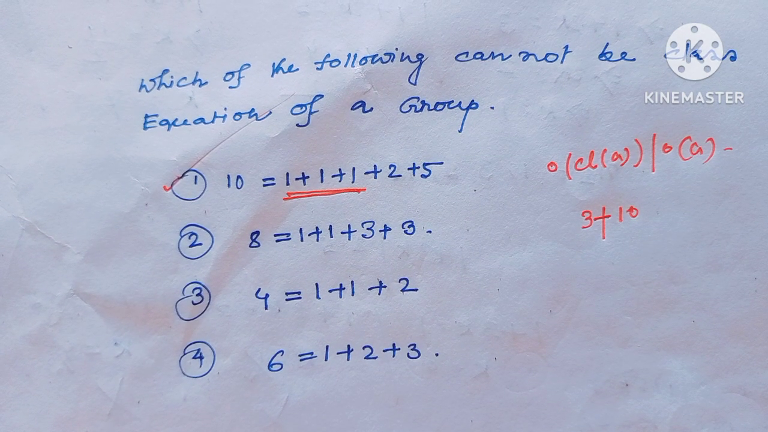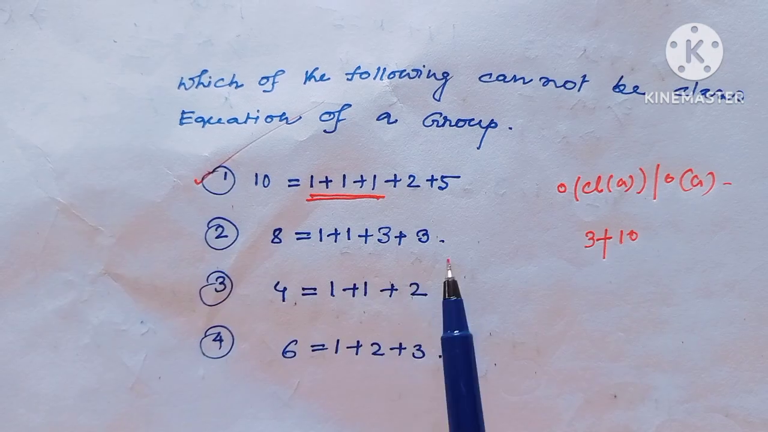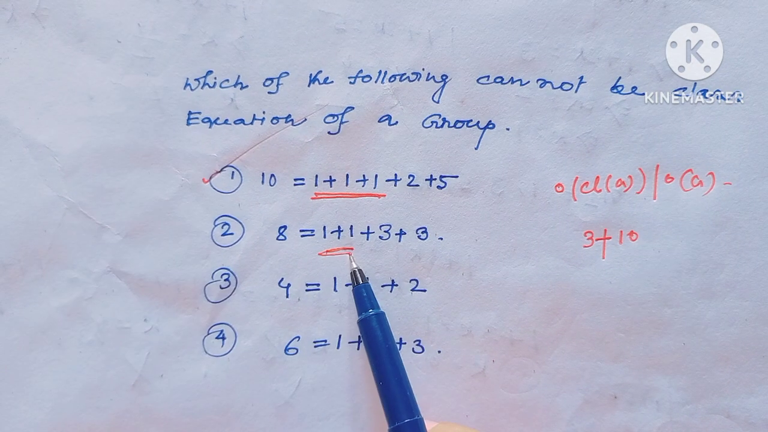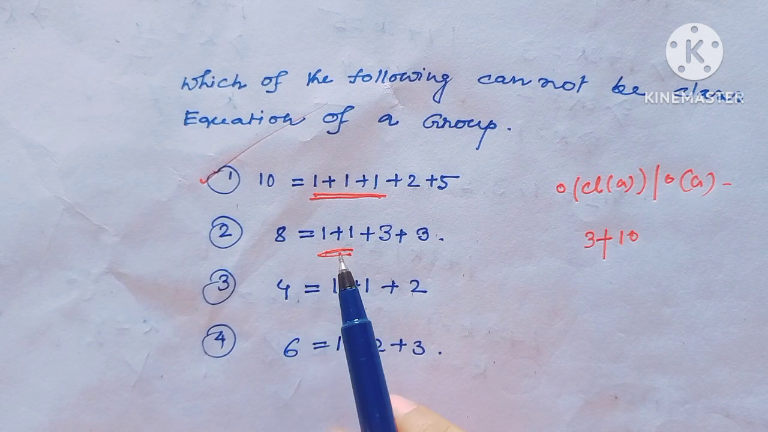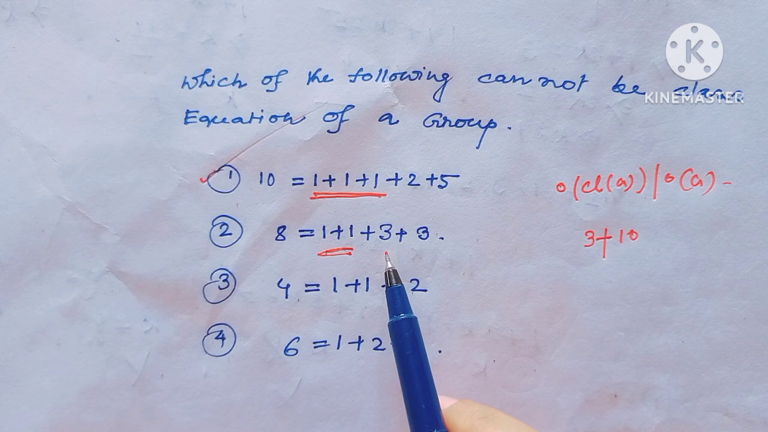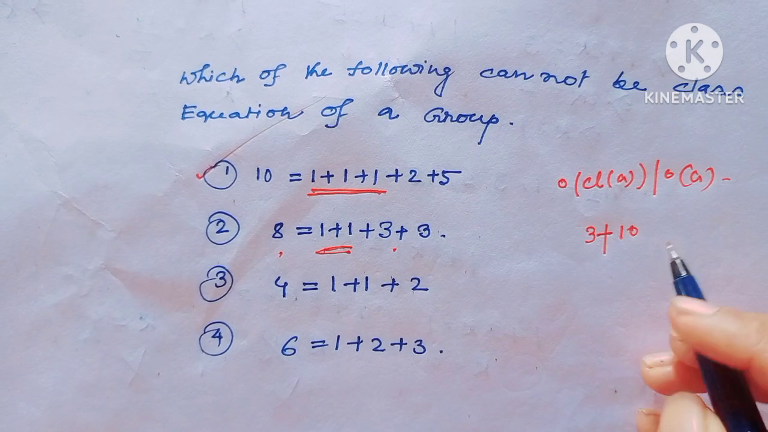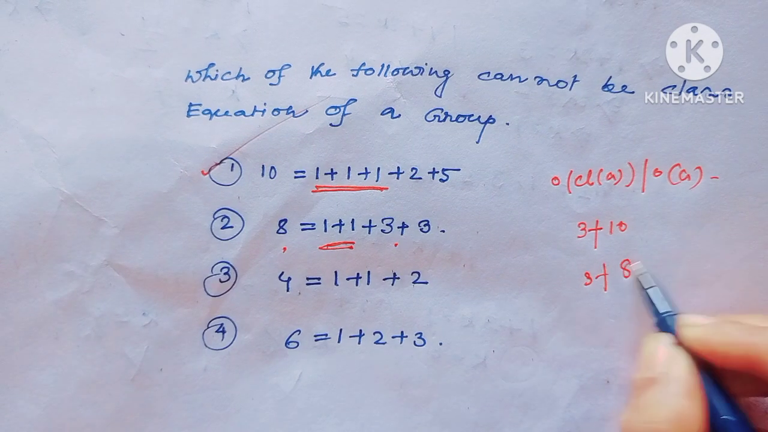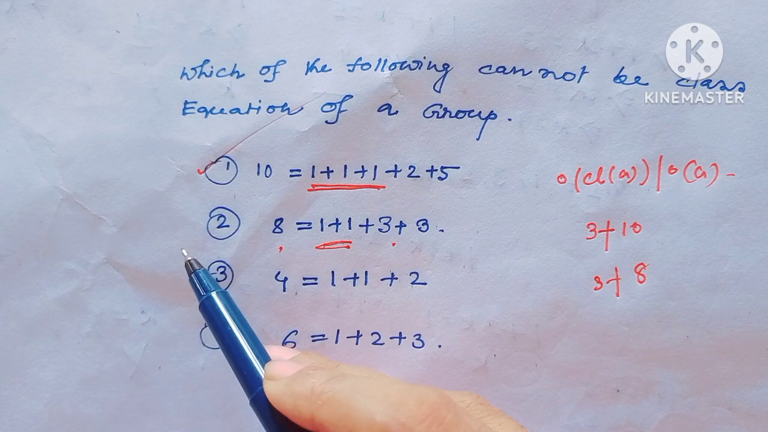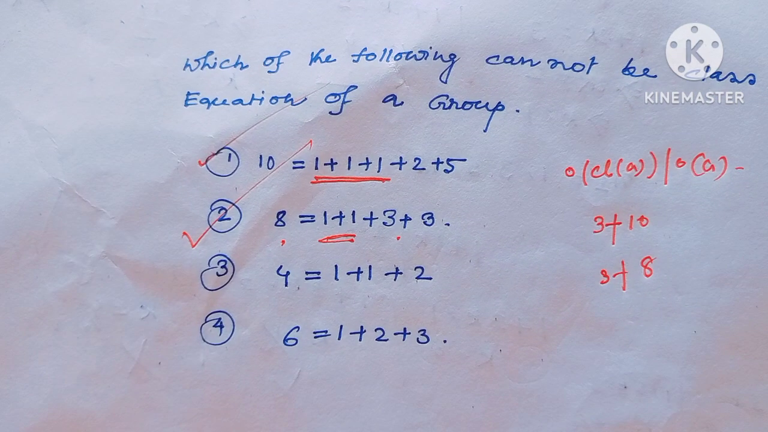Second, 8 equals 1 plus 1 plus 3 plus 3. Here the order of Z(G) equals 2, and 2 divides 8. But the size of a conjugacy class of an element also divides the order of the group, and here 3 does not divide 8. So this also cannot be a class equation.